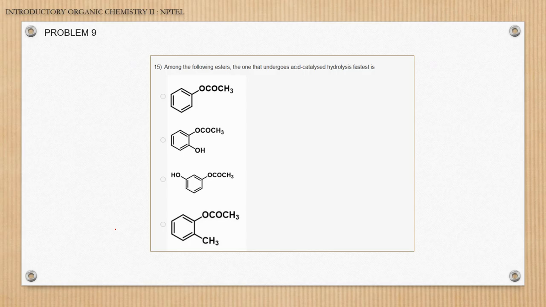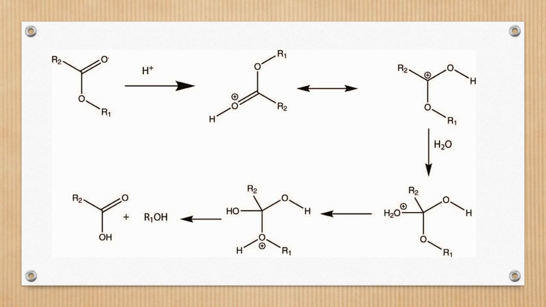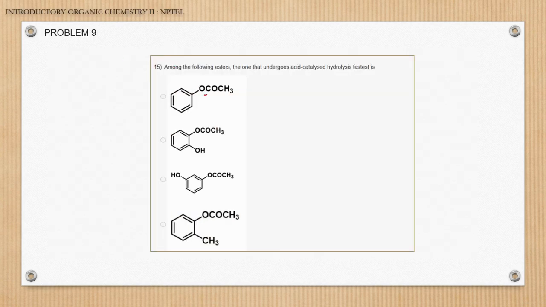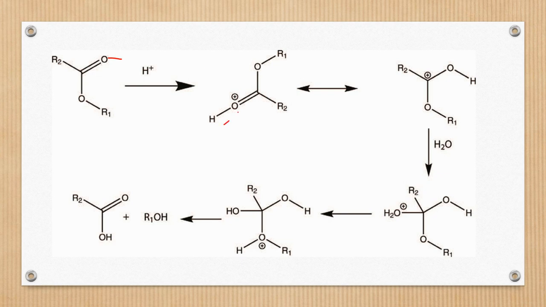In problem number 9, they're asking: among the following esters, which one undergoes acid catalyzed hydrolysis fastest? So you have to identify the one ester which will undergo acid hydrolysis fastest. What do you mean by acid catalyzed hydrolysis? Here the carbonyl oxygen will get protonated by the acid, and this will give you a carbocation at this position. So this carbonyl carbon will get a positive charge.